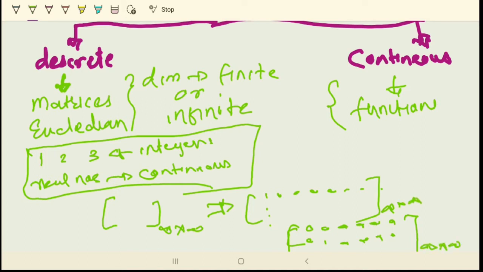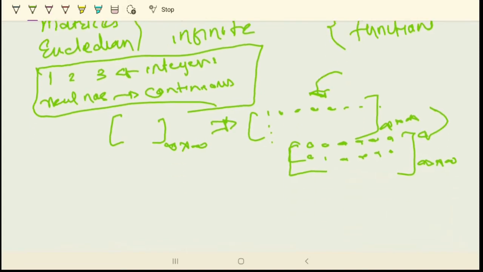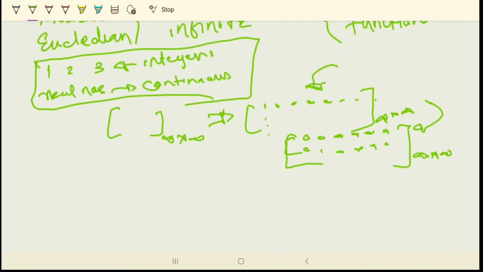This is an infinity cross infinity matrix. This is also an infinity cross infinity matrix. So I can distinguish, this is different and this is different. So these are discrete basis. In case of functions, the basis set is not discrete. The basis set is continuous.